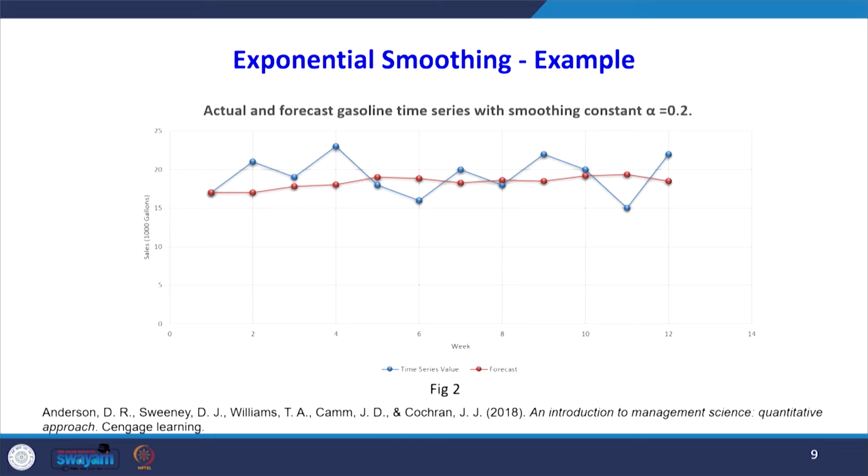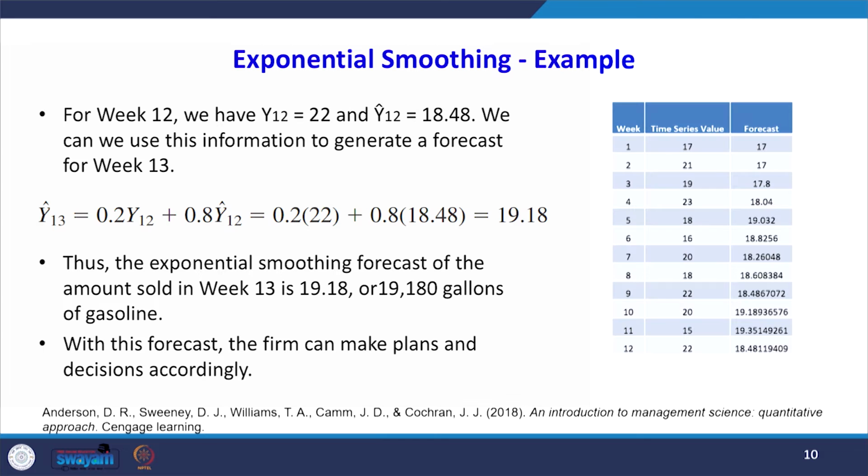The actual and forecast gasoline time series with smoothing constant alpha equal to 0.2. The actual value is in blue, the forecasted value is in red. You see that it has got leveled. For week 12 we have y12 equal to 22, and y12 hat, that is the forecasted value for week 12, is 18.48.